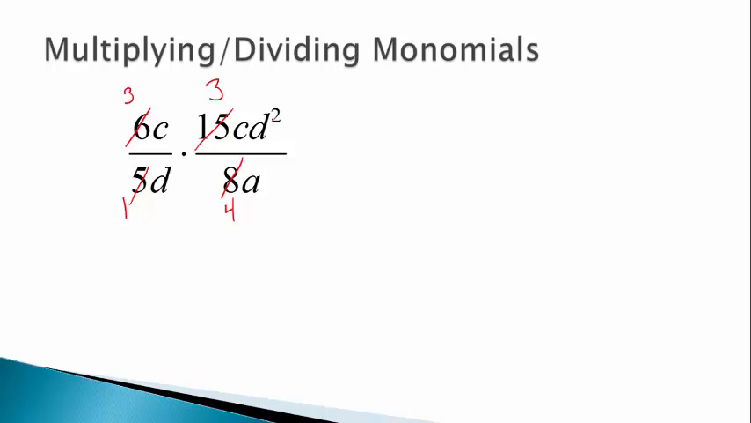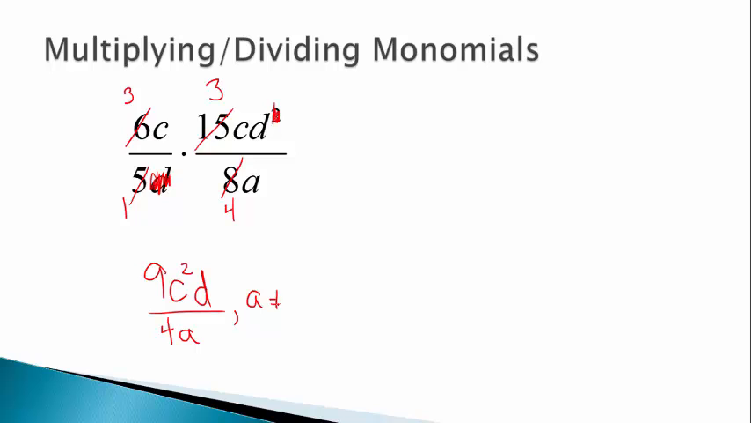And then the letters, I see that there is 1d on both the top and bottom of the two fractions, so I can cancel those out. And that's about it. So all that's left to do is multiply straight across. I'll multiply the numbers, gets me 9. The letters up top get me c squared, because there's a c times another c, d, over 4a, because that d canceled out.